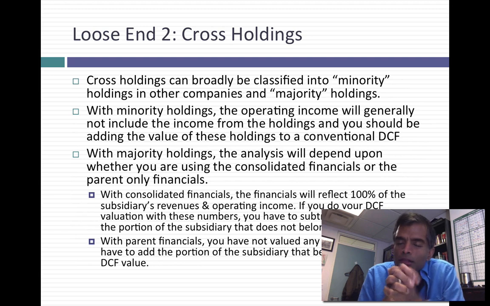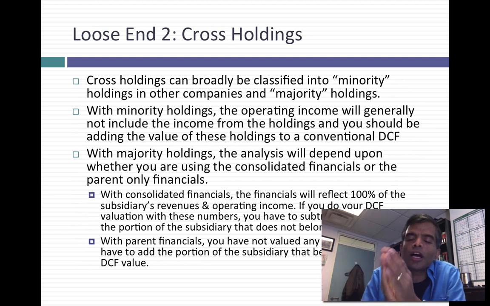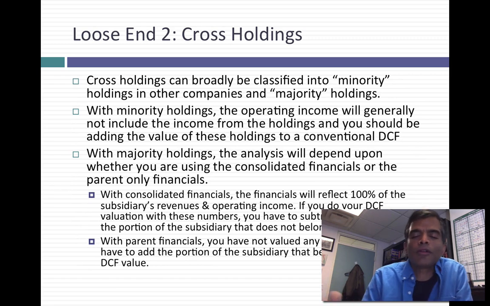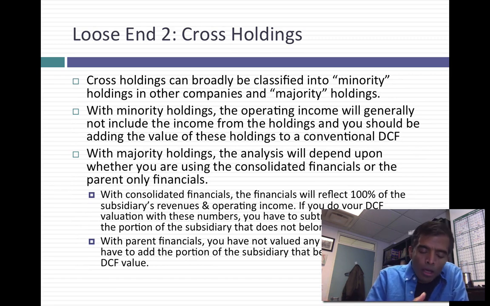Here's the second part, and this is a messy part. Dealing with cross holdings is messy because you first have to decide how these cross holdings are being classified. Are they minority holdings where you own 5, 6, 10% of a company? Are they majority holdings where you might own 55, 60% of a company? With minority holdings in general, the income from these holdings is not part of your operating income.